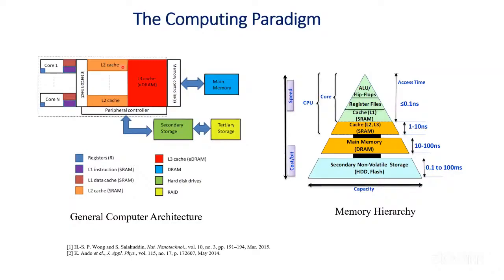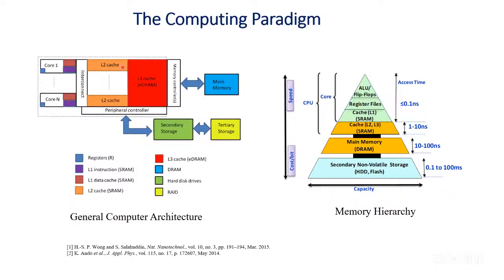SRAM, for those who do not know what SRAM is, is static random access memory. This is a CMOS-based memory which we use traditionally in computers. You might know about the 6-transistor based SRAM cell. So this is the same that we are talking about here.